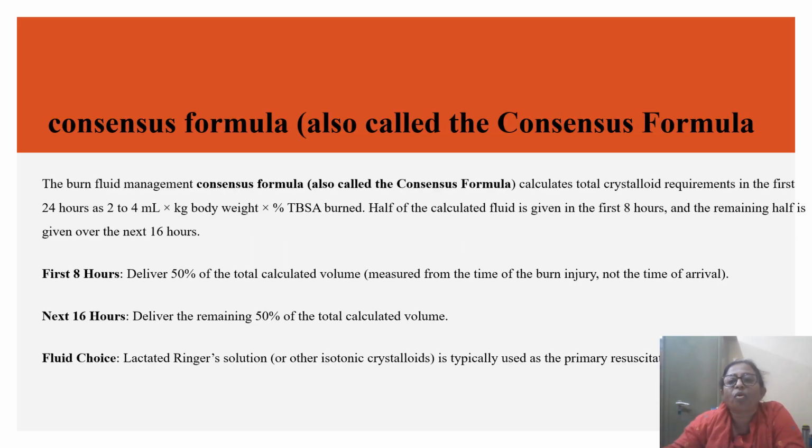Then the consensus formula, that is the burn fluid management. The consensus formula calculates the total crystalloid requirement in the first 24 hours as 2 to 4 ml per kg body weight into percentage of total body surface area burned. Half of the calculated fluid is given for the first 8 hours and the remaining half is given over the next 16 hours.